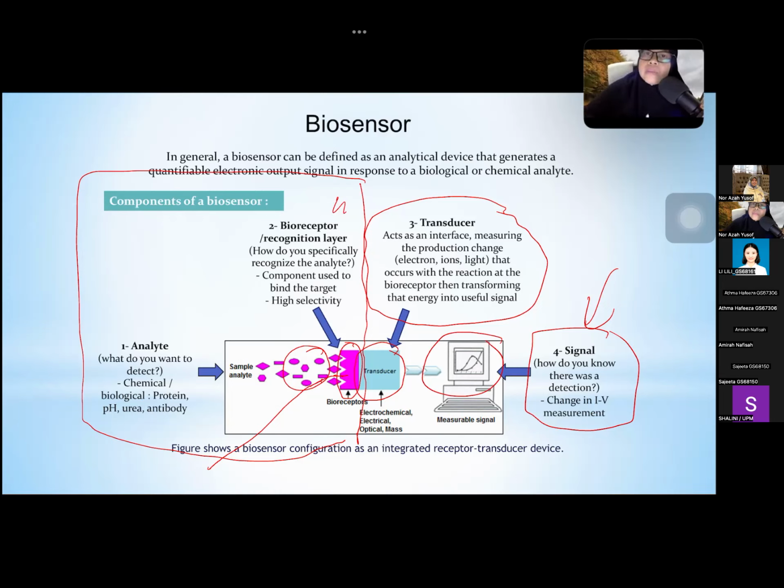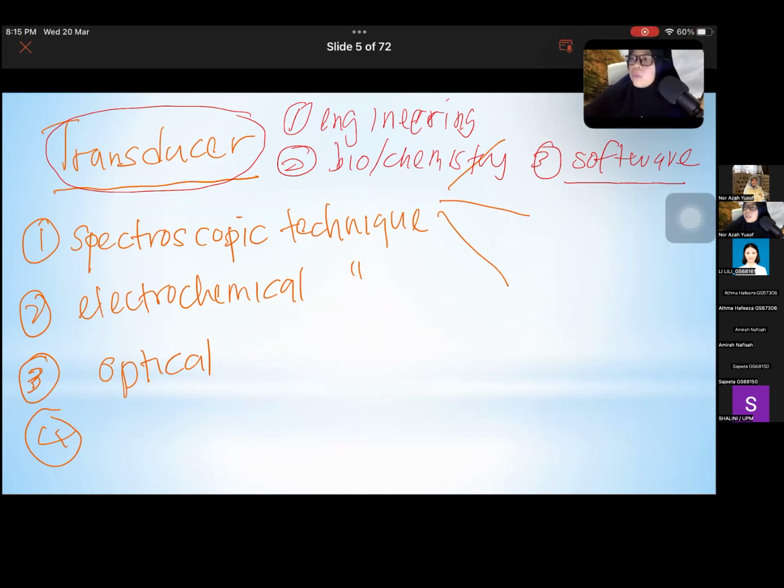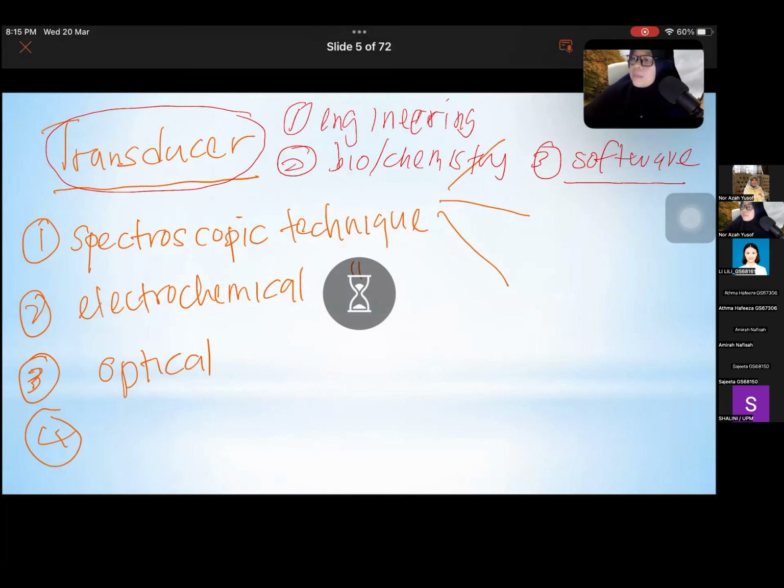Now I'm going to focus on explaining to you the different types of transducer. You have learned about spectroscopic techniques, right?